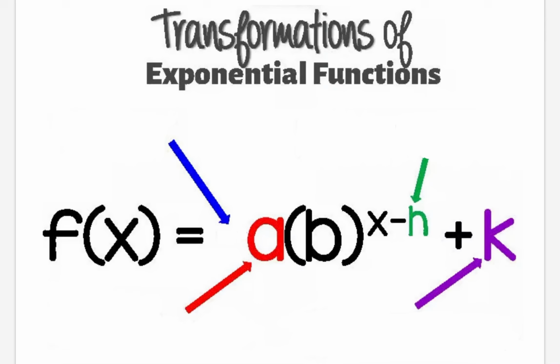Okay, before we begin the lesson on the green packet, we have to understand that we have the transformations for exponential functions in the following format. If we have a negative a value, then we have a reflection, okay? So again, if you see a negative symbol, it's going to be a reflection across the x-axis.